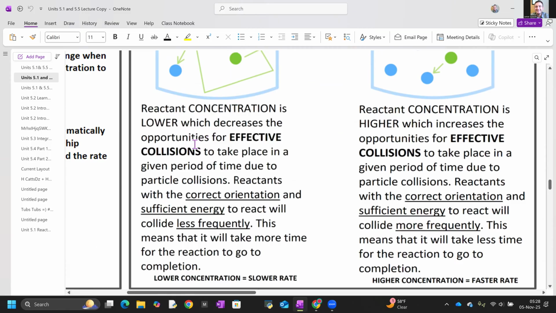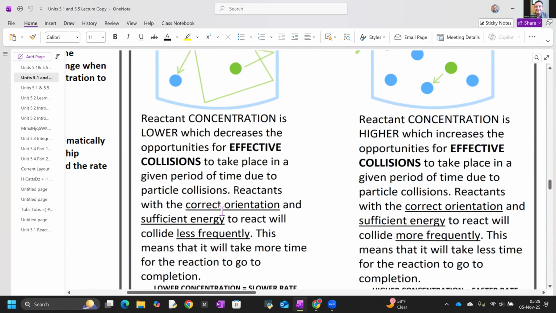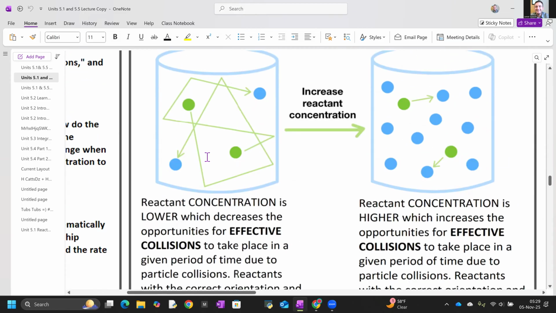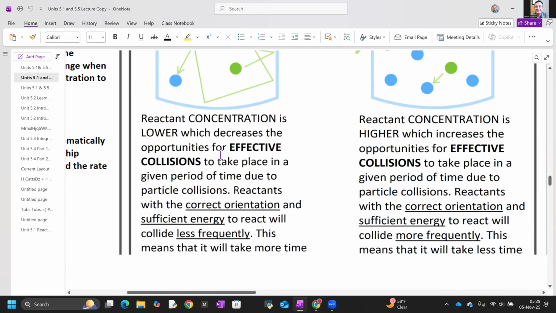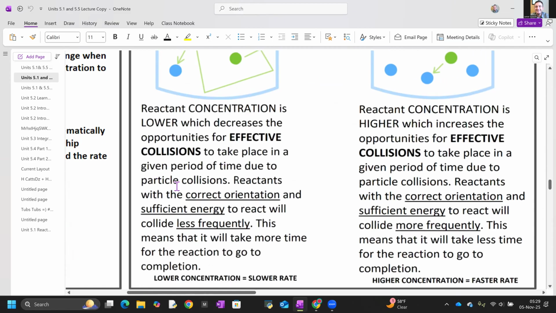All right. So it decreases opportunities for effective collisions to take place in a given period of time due to particle collisions. So reactants with the correct orientation and sufficient energy to react will collide less frequently. And if they collide less frequently, then it's going to take a longer period of time for all of the reactants to react to produce products. And so we would say lower concentration means that this is a lower rate.